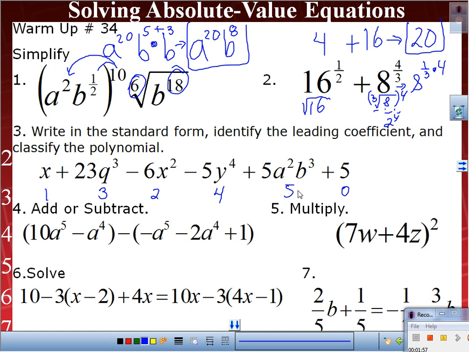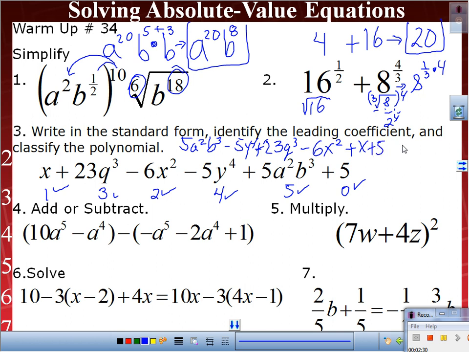I start with this one. We get 5a squared b cubed. From there I go with this one, minus 5y to the 4th. From there I go to this one, plus 23 Michael Jordan, q to the 3rd. And then from there we go to negative 6x squared. And then from there we go to positive x, and at the end, plus 5. Hands if you got that.